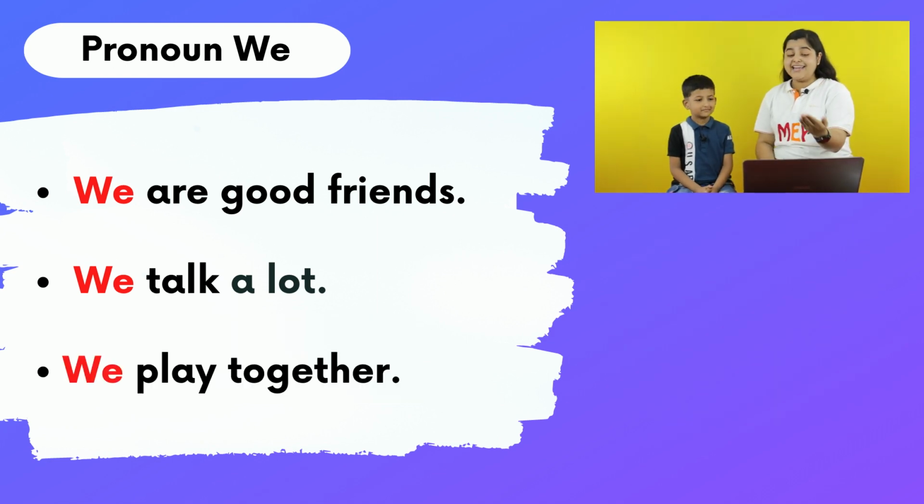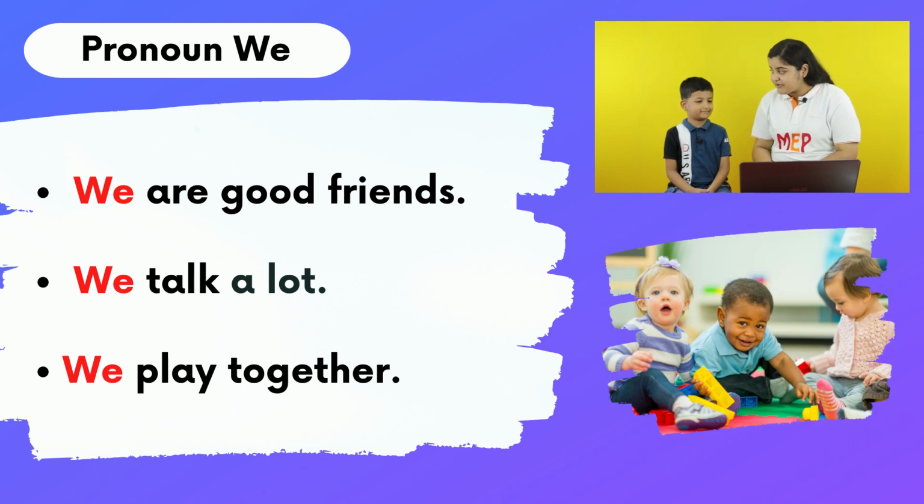So Rudy, our last example is we play together. So which is the pronoun in this sentence? We. Why? Because we're not talking about one person. We're talking more than one person. Correct. In subject position or object position? Subject position. Singular or plural? Plural. That's right. So, I hope you are very clear that what is pronoun we.